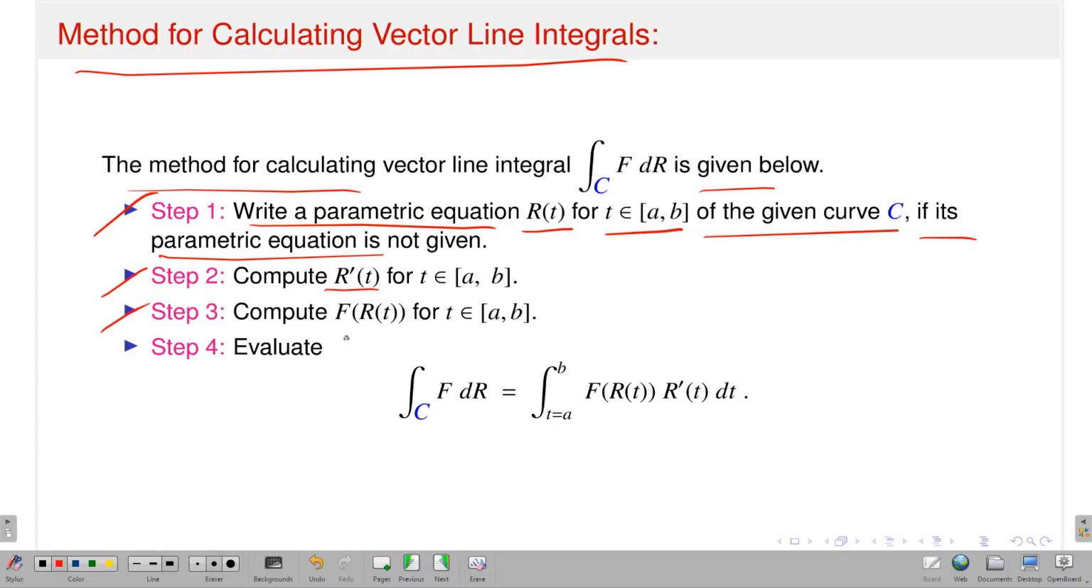What is my step 3? Once I have r of t and capital F is given, then you compute capital F of r of t. So, that you have to do. And now, by the definitions, you have to evaluate this vector line integral of capital F. And what is the definition? Just take capital F of r t dot product with r prime t and then integrate over A to B. So, if you follow step 1, step 2, step 3, step 4, I think you will be able to calculate your vector line integral.